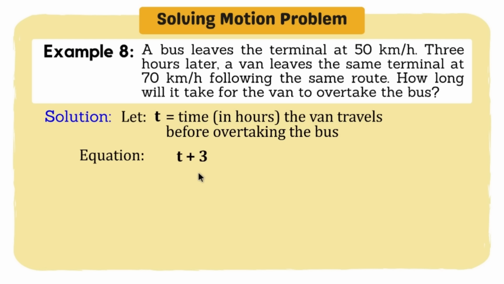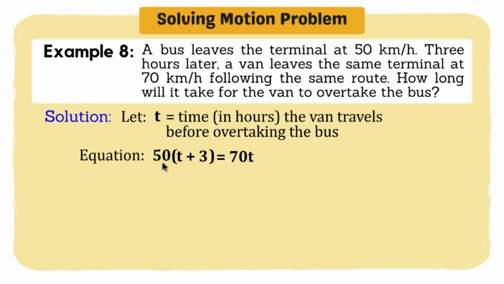So ano ba yung time ng bus muna? So yung time ng bus, since nauna siya ng 3 hours, it will be t plus 3. So ano yung rate niya? Ano yung speed niya? It's 50. So again, distance is equal to rate times time. So 50 times time, which is t plus 3, yung time ng bus. Equal siya doon sa rate ng ating van, which is 70 kilometers, times yung time niya na hindi natin alam. So it is unknown. Okay, now this will be our equation.